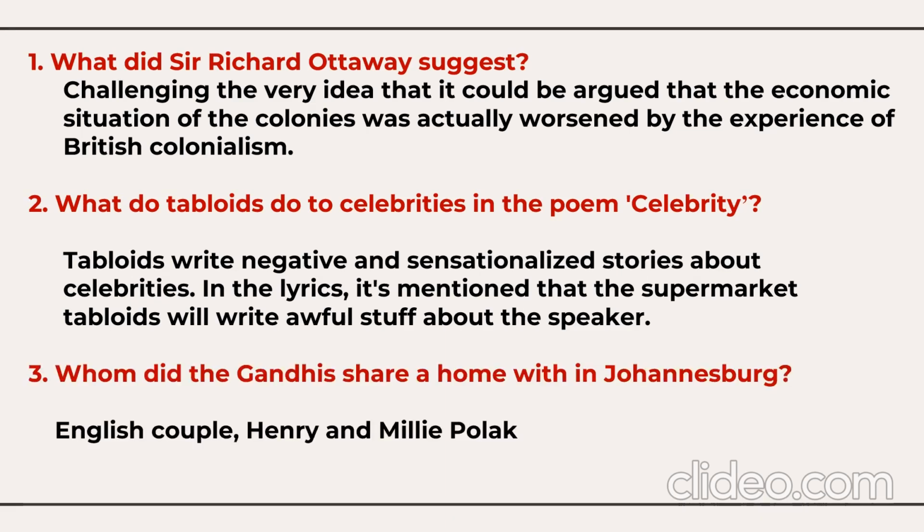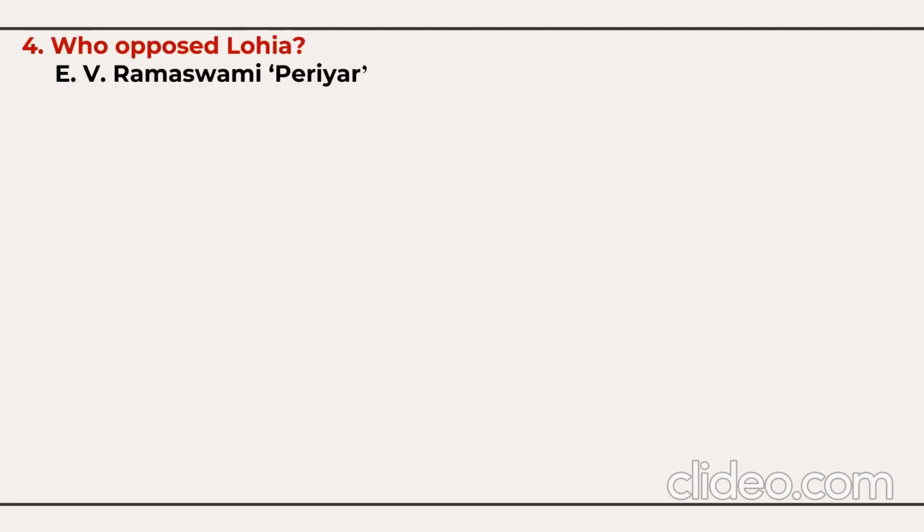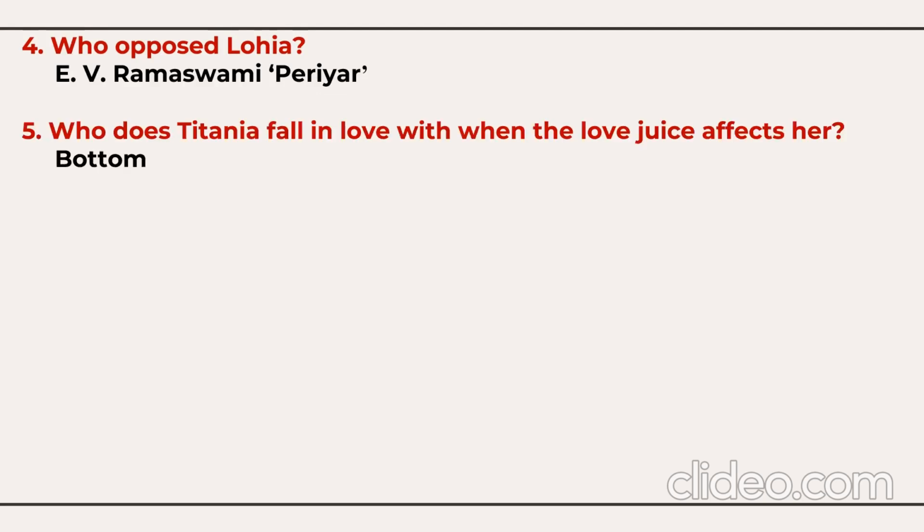Whom did the Gandhis share a home with in Johannesburg? Gandhi shares his home with an English couple, Henry and Millie Pollock. Not Pollock, Pollock. Then who opposed Lohia? E.V. Ramaswamy, Periyar opposed Lohia.